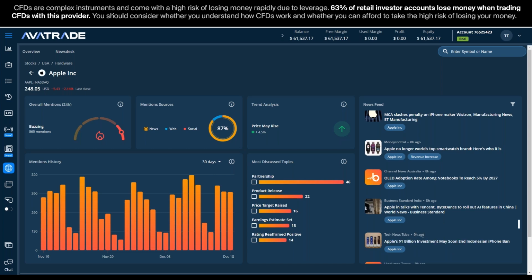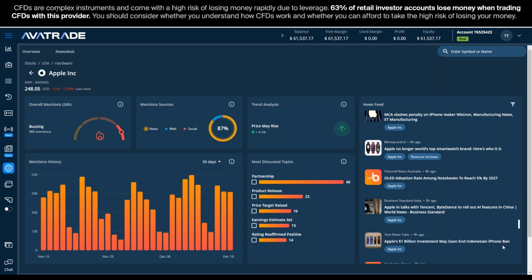And here it is 9 hours ago, and it's not India, it's Indonesia. So Apple's $1 billion investment may soon end the Indonesian iPhone ban. So that again sounds like new information that's positive.